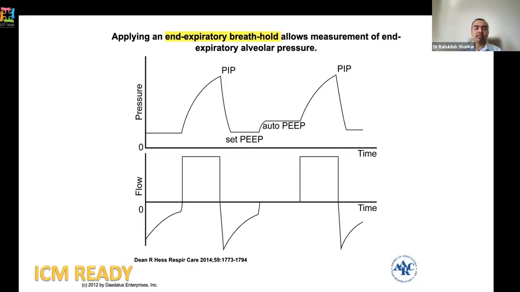And we have to measure this, especially in the context of obstructed lungs in COPD, asthma, etc. The way we measure auto-PEEP is highlighted there, which is an end expiratory breath hold, opposite to plateau pressure. And we do an end expiratory breath hold.